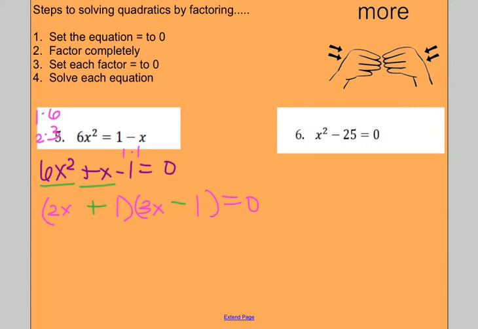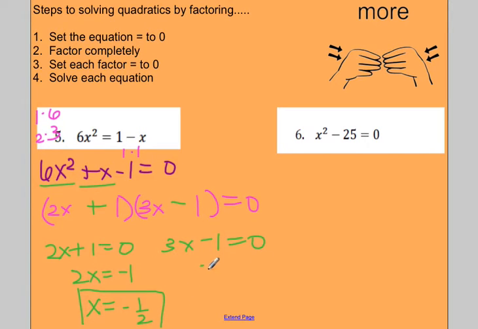Now I need to get my solution. So I set each part equal to 0. So I would first on this one subtract 1, so 2x is equal to negative 1. And then I would divide by 2, so x is equal to negative 1/2. Here I would add 1 to the other side. Then I would divide by 3, so x is equal to 1/3. Those are my two solutions for example 5.